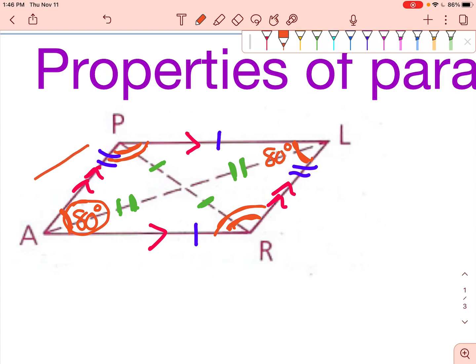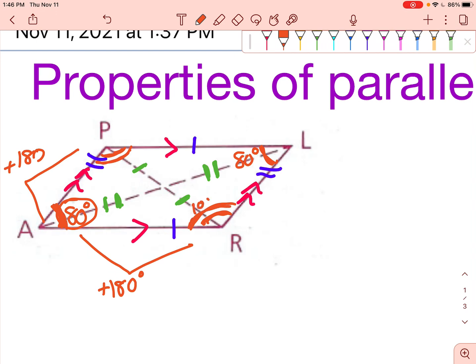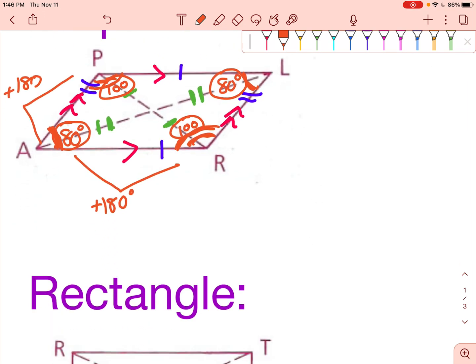But also consecutive angles, so angles that are next to each other, are supplementary. So those angles have to add to 180, those angles have to add to 180, so on and so forth. So if this angle right here, angle A, is 80, then angle R coming back over here has to be 100 degrees in order for it to be supplementary. If R is 100 degrees, then P also has to be 100 degrees. Okay, so opposite angles congruent, consecutive angles are supplementary.